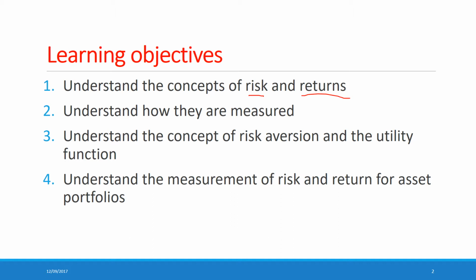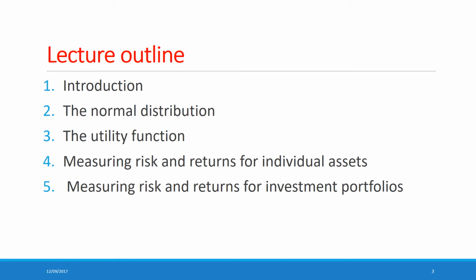We then introduce the concept of risk aversion and the utility function, which are the building blocks of financial theories. We then look at portfolio assets. We look at asset portfolios, risk and returns. This is the lecture outline. So let's go straight to it.